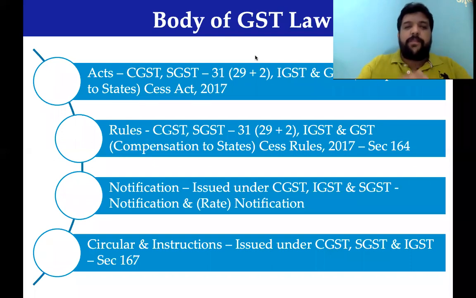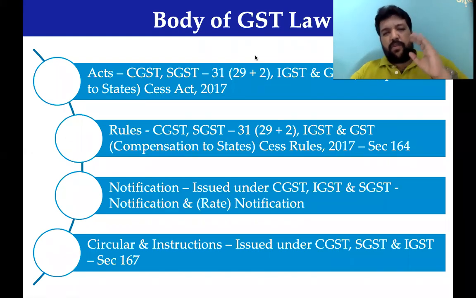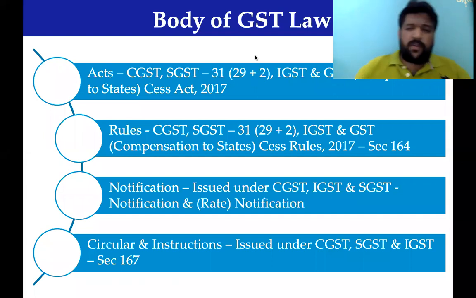of every discussion is always handled by rules. Act says what, who is liable, who is not liable. How to do it? Rules. Any changes in the rules will come through notification. Any changes in the rate of tax will come through notification. Circulars are clarifications given by the government, which are largely binding on the government rather than the assessee. So broadly, the law is classified into 4 types: Act, rules, notification, circular.